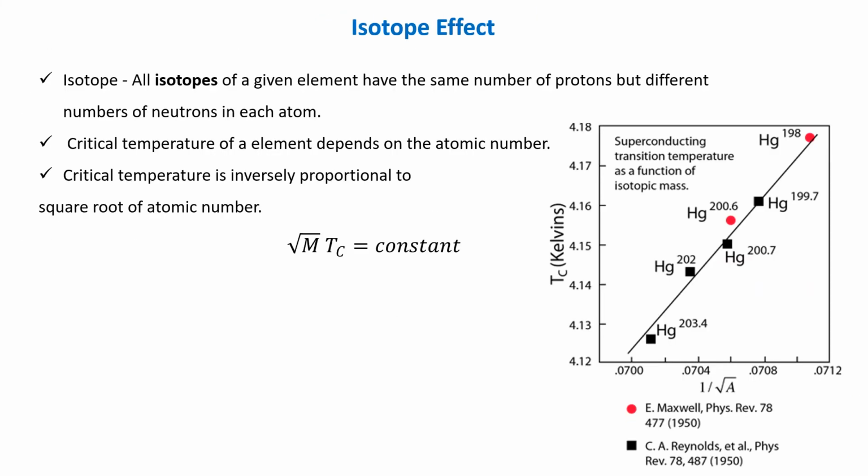In this section, we will discuss the isotope effect. What is meant by an isotope? All isotopes of a given element have the same number of protons but different numbers of neutrons in each atom. The critical temperature of an element depends on the atomic mass. It was found experimentally that the critical temperature is inversely proportional to the square root of the atomic mass. The graph shows critical temperature with respect to inverse square root of mass for different isotopes of mercury.